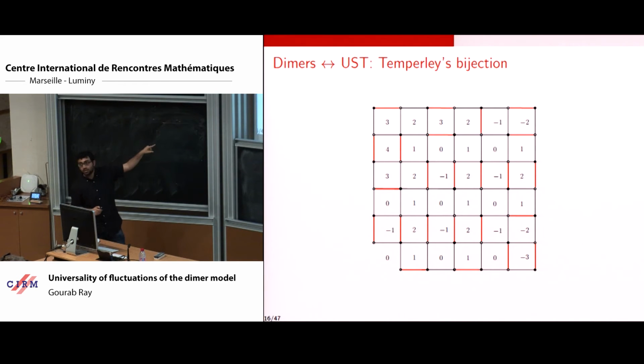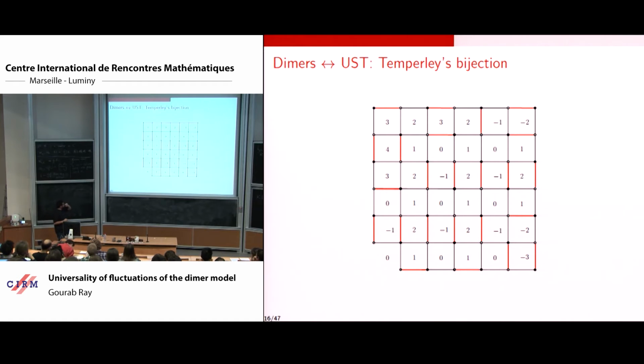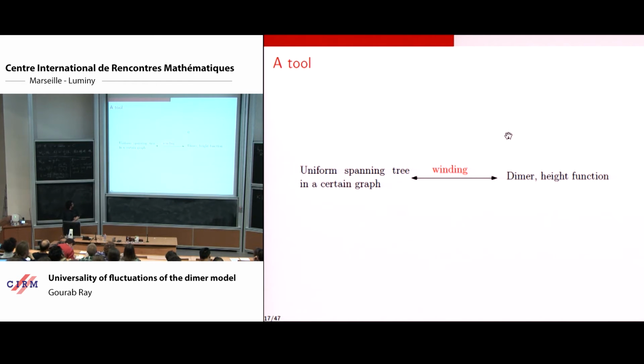So here's a Temperleian domain. I have drawn the height functions in the faces. So remember, you can draw height functions on any bipartite planar graph using these flows, etc. I haven't told you anything about that, but you believe me for now that there is a height function like that. And I'm going to associate the height function with the winding of the branches of a pair of spanning trees. Okay, so that's a lot of words. So let me give you a picture. This is what I just said. So I will associate the winding of a uniform spanning tree on a certain graph with the dimer height function.